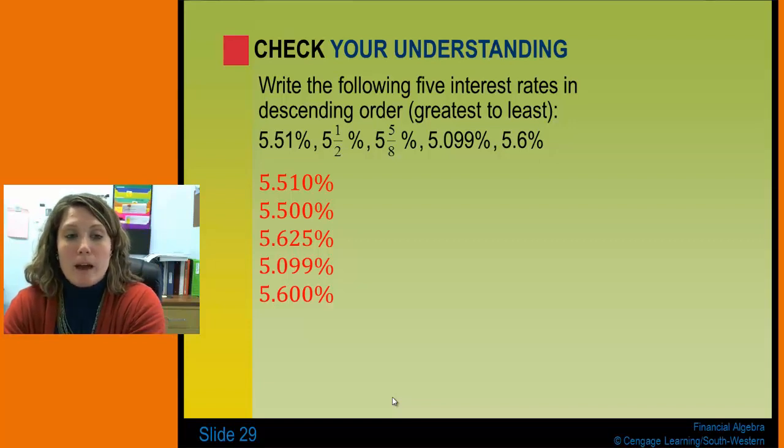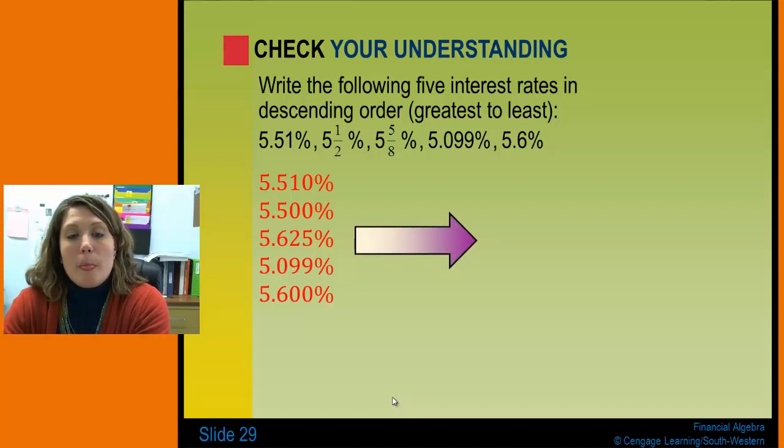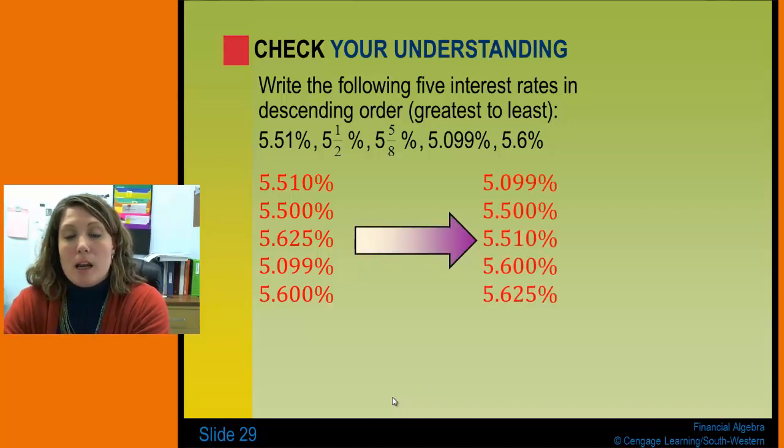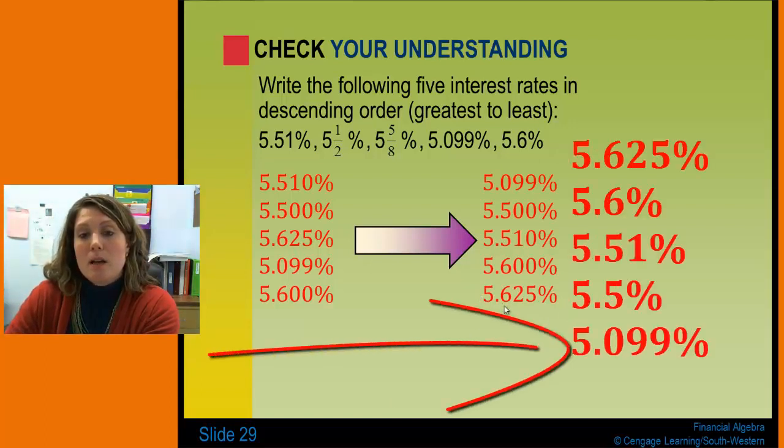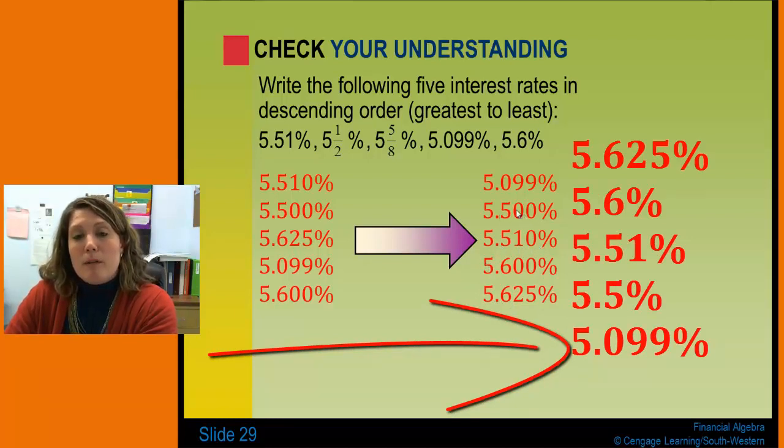So I have 5.50, 5.625, 5.099, and 5.60, which should end up being in reverse order here because they want it from greatest to least. So 6.25, 5.6, 5.510, 5.5, and 5.099. So on your paper, as you're writing these in, please put these in the reverse order. So this one here should be on top, this should be your second, third, fourth, and this one should be at the bottom.